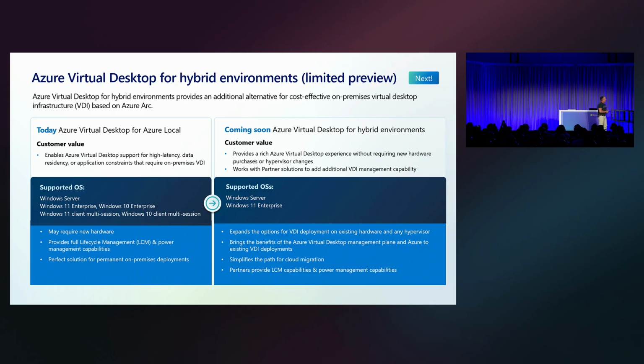And so what we now have is the capability of what we call Azure Virtual Desktop for hybrid deployments. What that really means under the covers is it's AVD on Azure Arc for Server. That will provide the capability and flexibility that you need.